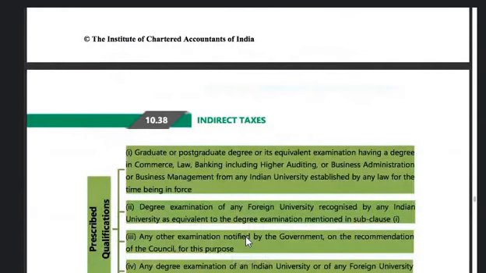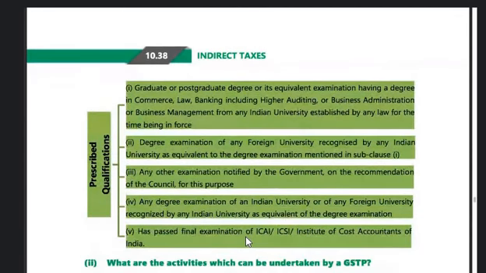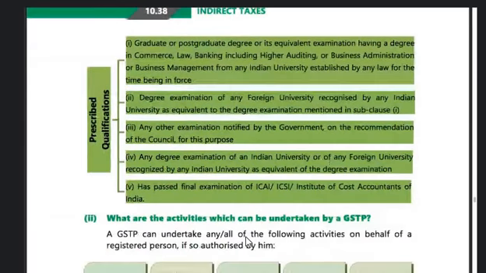A graduate or postgraduate degree or equivalent examination having a degree in commerce, law, banking including higher auditing, or business administration or business management from any Indian university established by any law for the time being in force. Degree examination of any foreign university recognized by an Indian university as equivalent to the degree examination mentioned in sub-clause 1. Any other examination notified by the government on the recommendation of the council for this purpose.